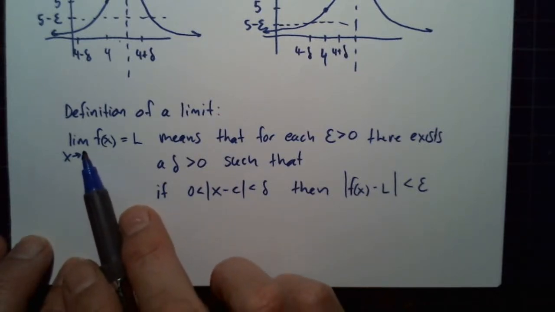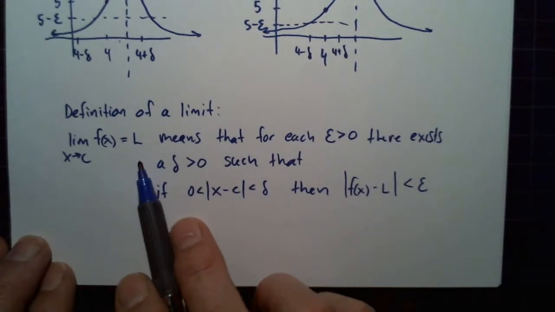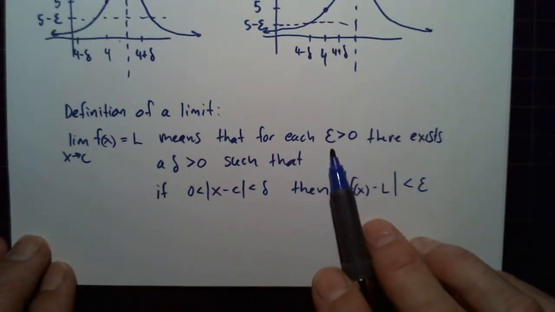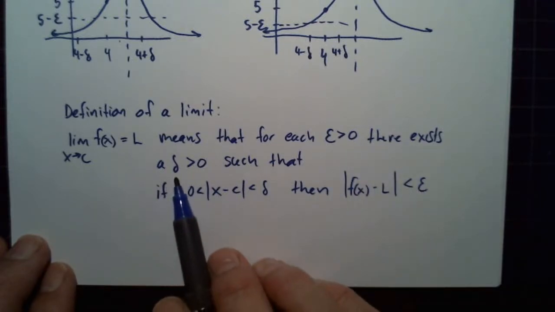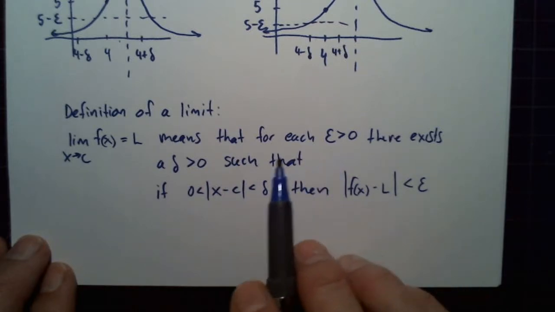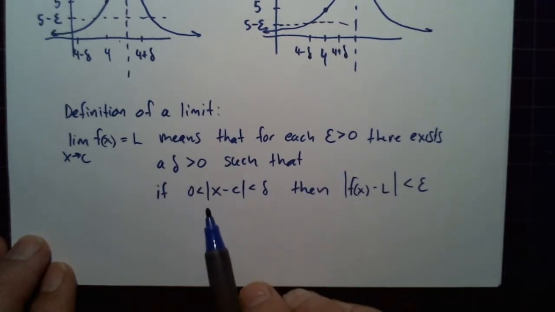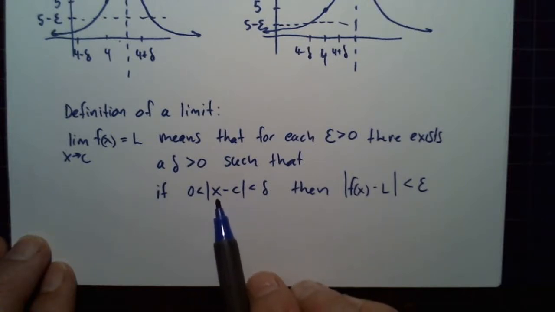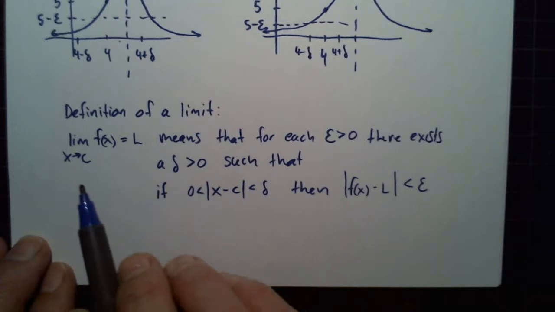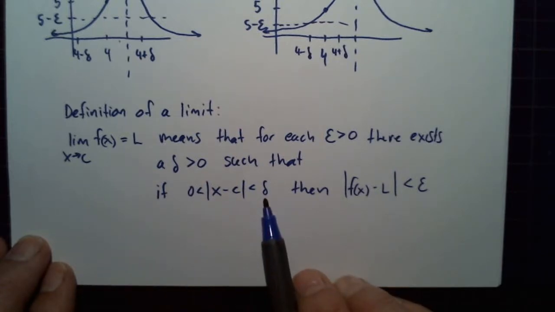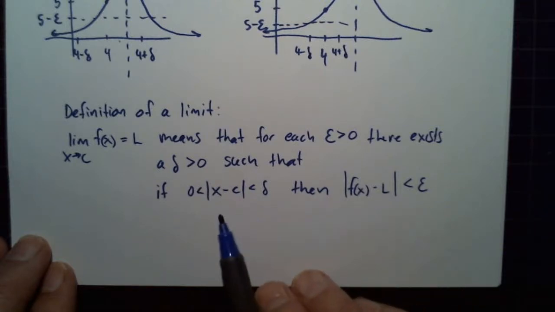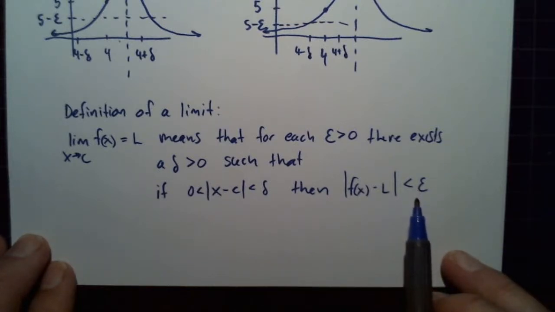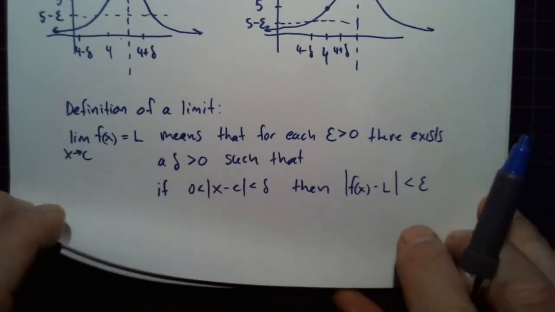So here's the statement. The limit of f as x goes to c equals L means that for each epsilon, each possible epsilon that you could choose that's greater than 0, there exists some delta. That means for every epsilon, you would choose a delta such that if the distance of the point that you're at away from c is less than delta, that means if the x value is within delta, then the y value is within epsilon of L. So this is the way we would write out those things that we've been talking about up here.